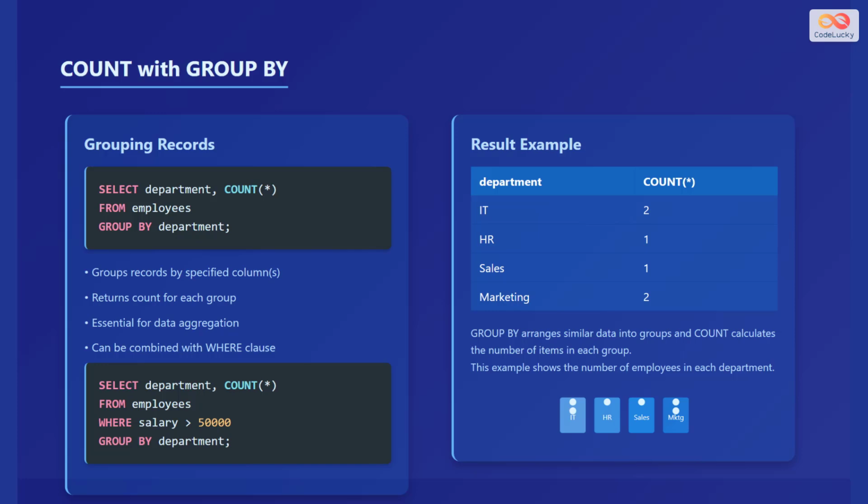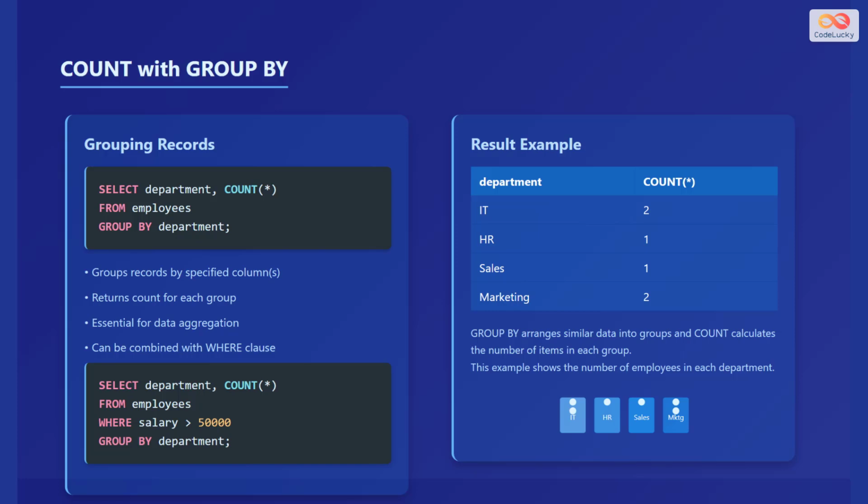The COUNT function can also be used with the GROUP BY clause. This is very helpful for grouping records and counting them within each group. For instance, the SQL query, SELECT department, COUNT(*) FROM employees GROUP BY department, will return the number of employees in each department. In addition, you can combine the WHERE clause with GROUP BY.